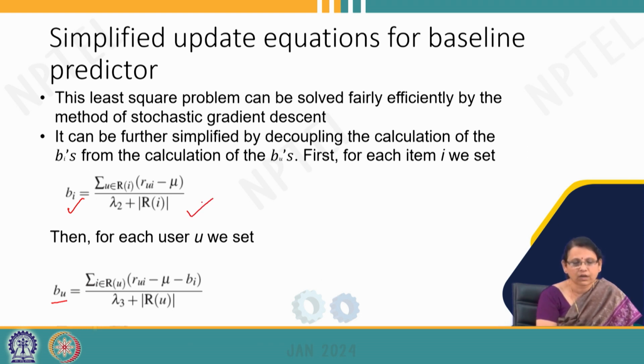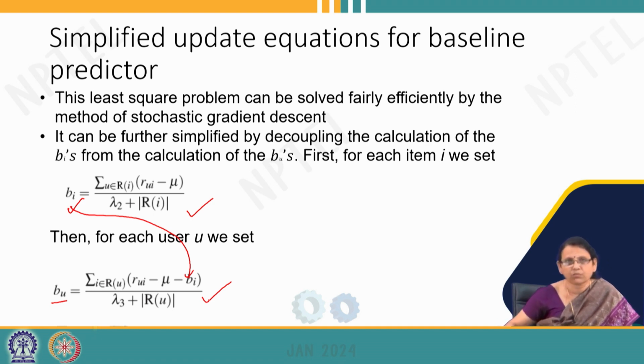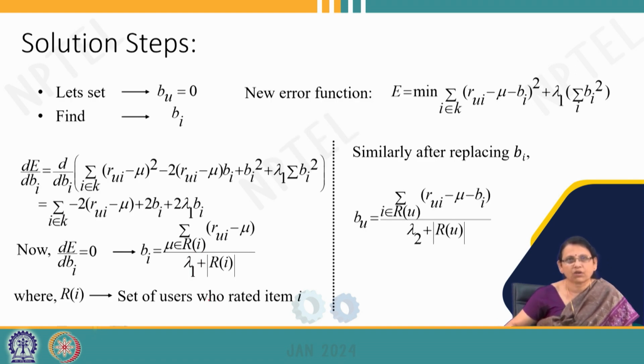How it turns out to be this will be seen shortly. Then for each user U, we can replace this value of BI over here, and again solving it in terms of BU, we can find it out. Now, let us move ahead and see how to solve it.